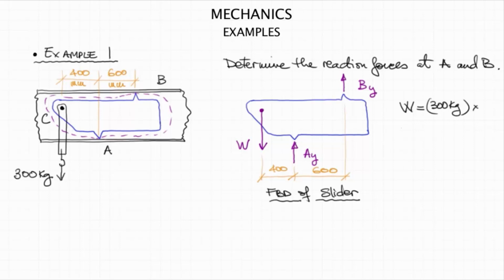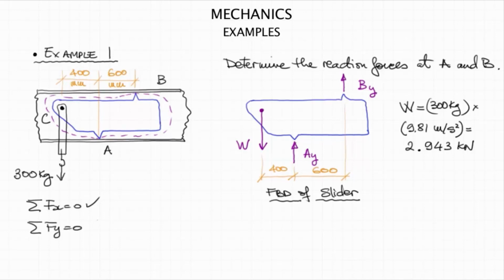But first of all, let's convert the mass into a force. So W will be equal to 2.943 kilonewtons after I change the units from newtons to kilonewtons. And now let's write the three equations of equilibrium. The first equation, sum of Fx equals 0. It's the identical equation because we don't have any force components along the x direction. Sum of Fy, the second equation, equals 0, is Ay plus By minus the weight equals 0. But, oops, we have two unknowns here, Ay and By, so we can't really do anything.